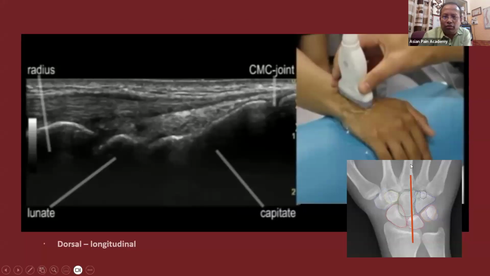I already showed you that if we put our probe in a longitudinal way on the middle finger, what bones will we see? We will see the capitate and lunate, mainly.